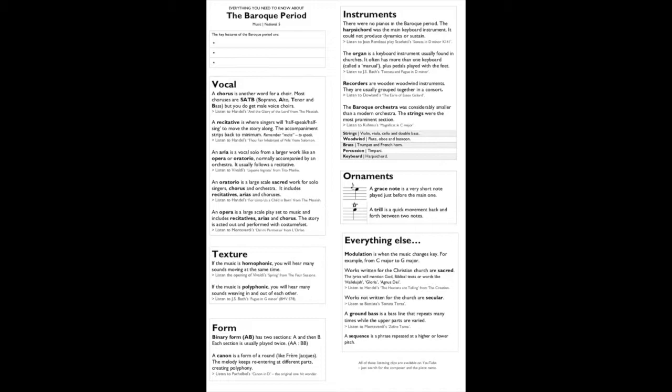Countertenors were especially popular in the Baroque period. As you listen to this example of a countertenor singing an aria, a solo song from an opera accompanied by an orchestra, see if you can identify the solo instrument.